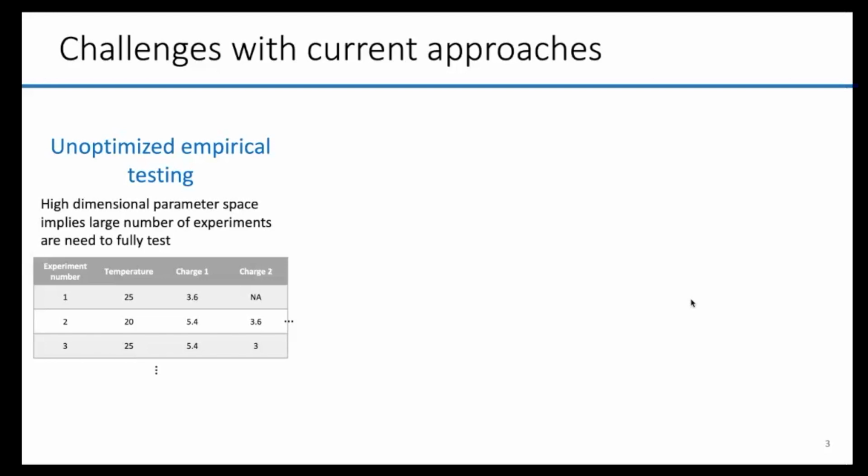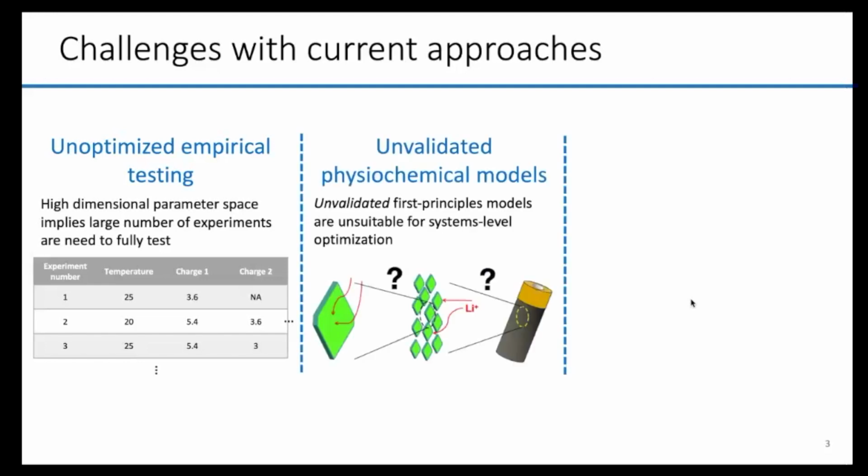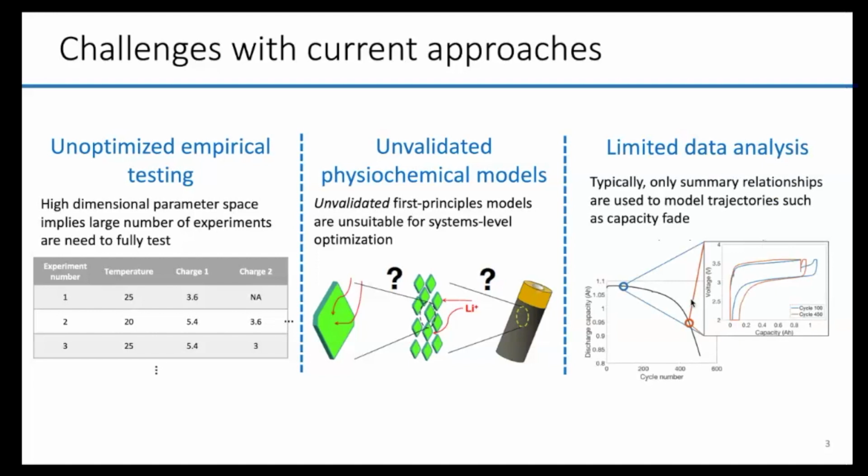We might also think that we could leverage first principles models. However, the current state of the art isn't a systems level optimization, which we would need in this application. And lastly, in the past, there's been really only a limited amount of data analysis, leveraging summary relationships to model trajectories. I do think that this is a trend we're seeing changing currently as more interest is growing in applying machine learning, as well as growing data sets in this area of research.